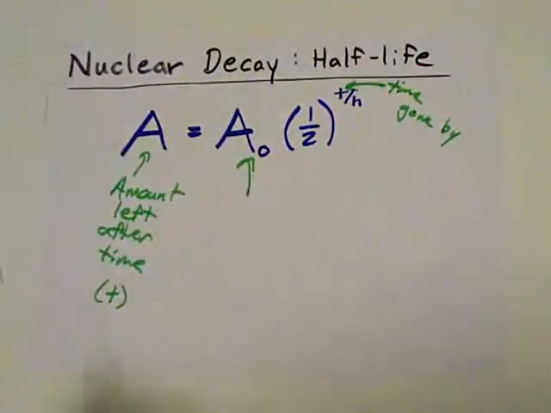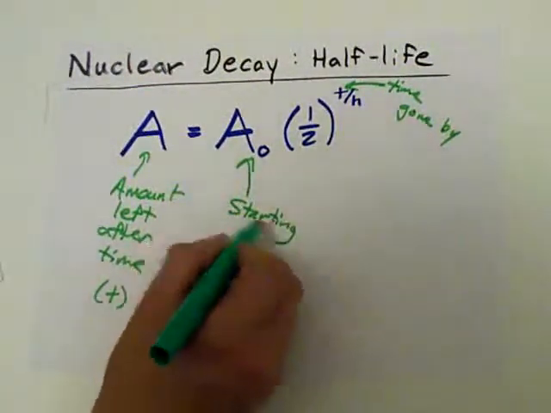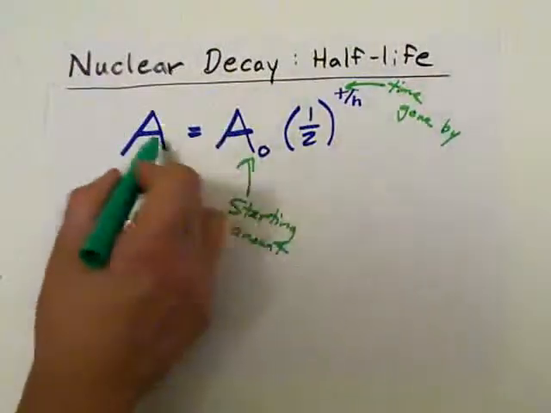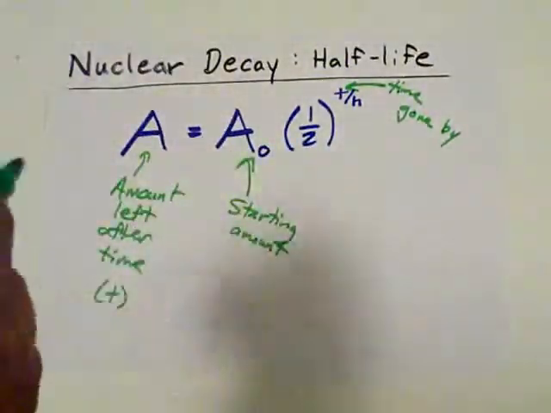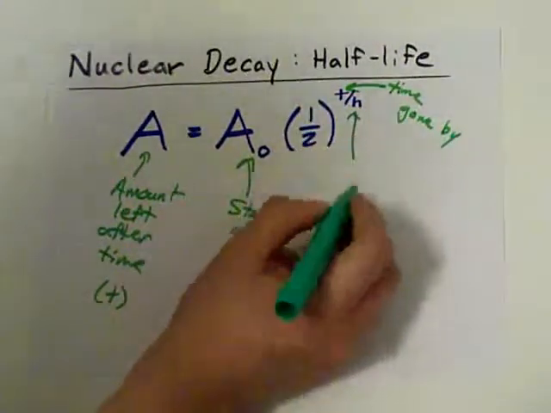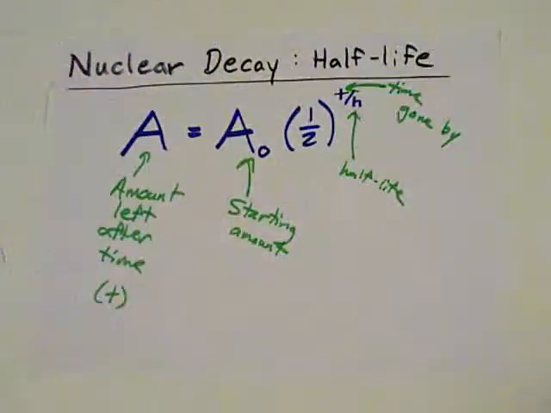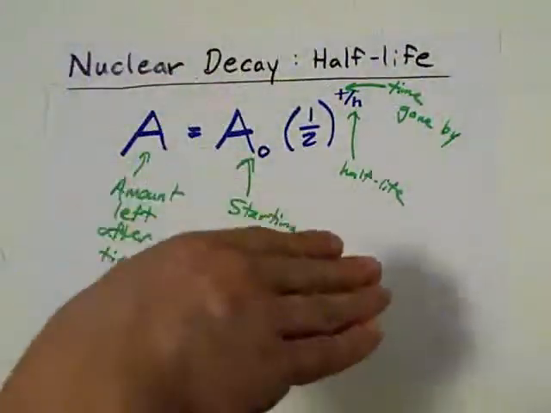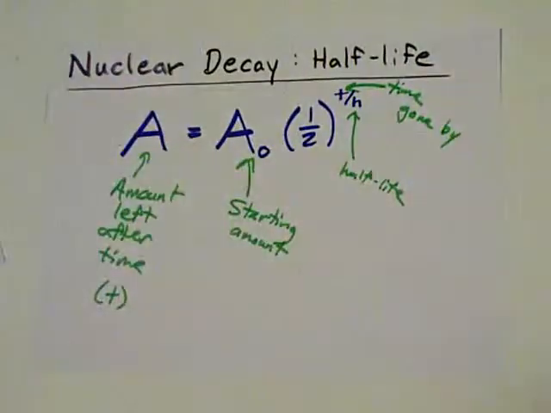A with the little tiny zero beside it, or A naught as I like to call it, is the starting amount, or how much you're starting with. I meant to say the initial amount. Now these can be in grams, they can be in moles, I don't really care, as long as they're in the same units. Half is going to be constant here, that's why it's called a half-life. Get it? And H is the actual half-life. This is the amount of time it takes for the substance to decay to half its original amount. We look these up in tables. Every single substance has its own half-life if it decays by a nuclear decay.